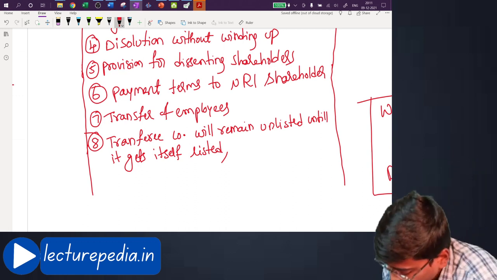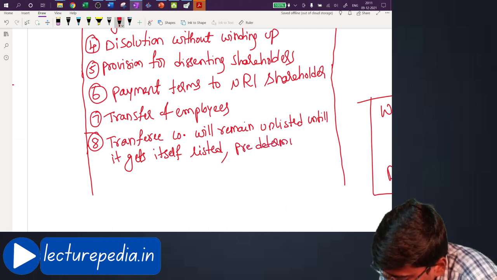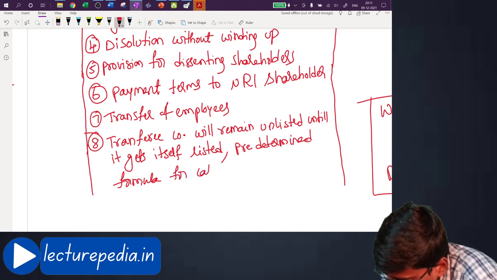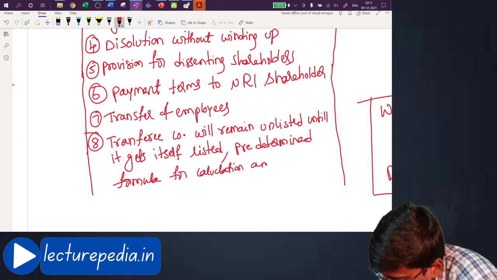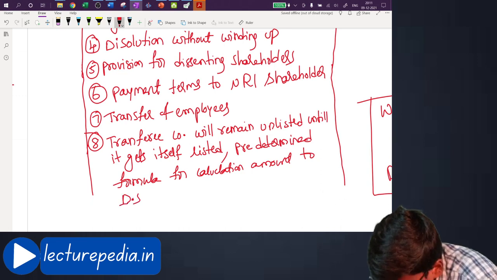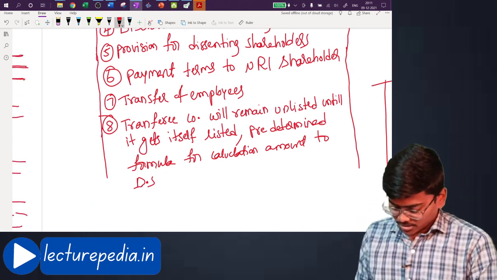We can say that it should provide a predetermined formula for calculating the amount payable to dissenting shareholders. Okay, DS means dissenting shareholders.